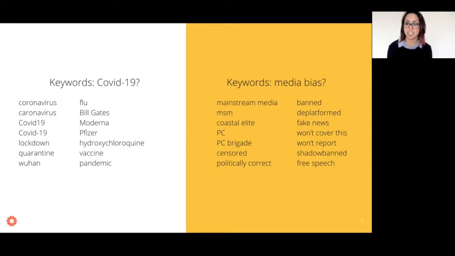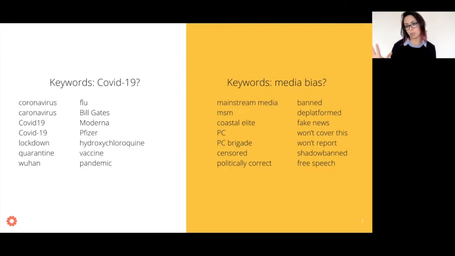So could you include some of these words in there as well? For example, for media bias, you have mainstream media as a phrase, MSM as the acronym, right? Because it's important to include internet speech, how people speak online. Coastal elite, because the accusation is that people on the East Coast of the States are the ones that work in the media. PC, which is shortened for politically correct. PC brigade, which is again politically correct brigade.